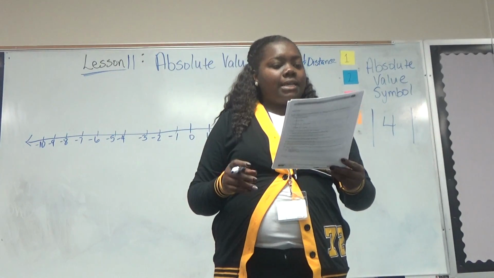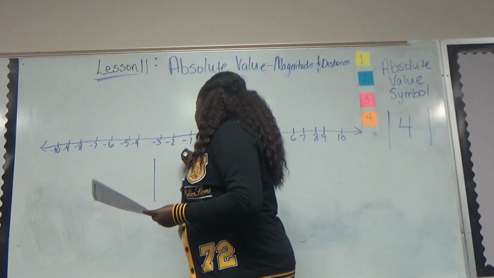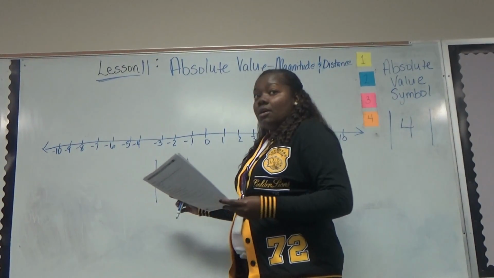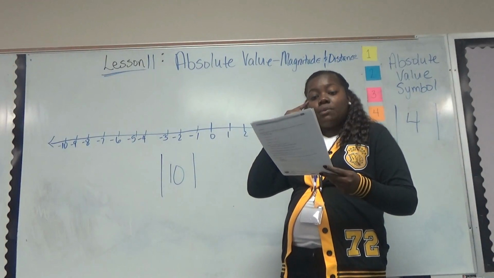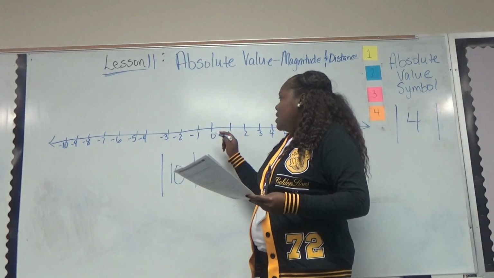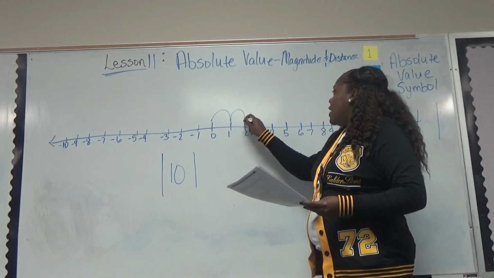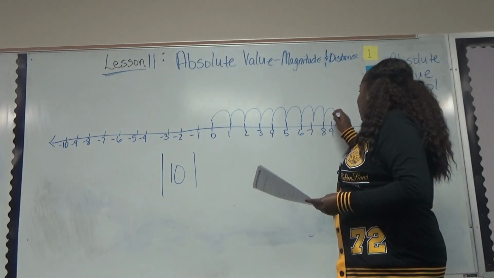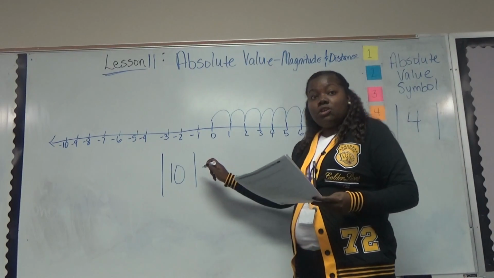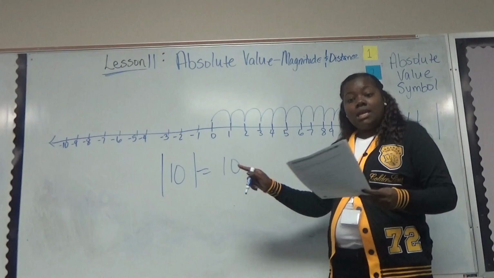Okay, so let's look at example 1. Example 1 says the absolute value of 10 is written as this. So here's how you would say it though. It's called the absolute value of 10. Okay, so what you're basically answering is how many units does it take me to reach that number? If I go using the curved arrow method, how many units does it take me before I reach the number 10? It takes me how many units? 10. So the absolute value of 10 is 10.